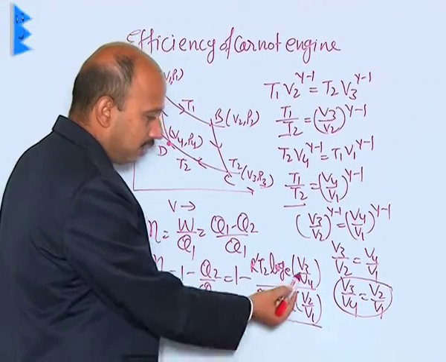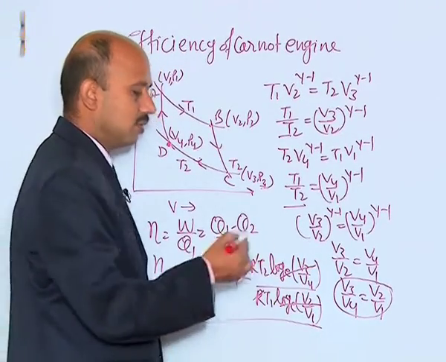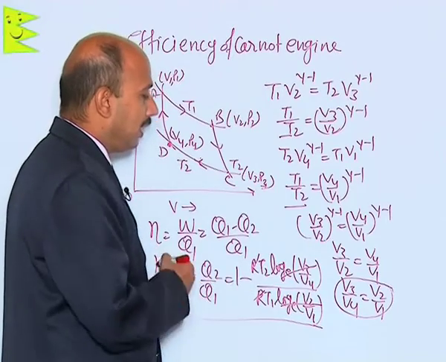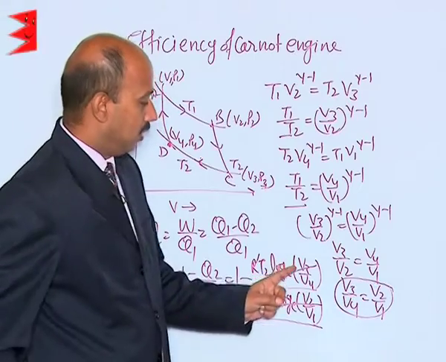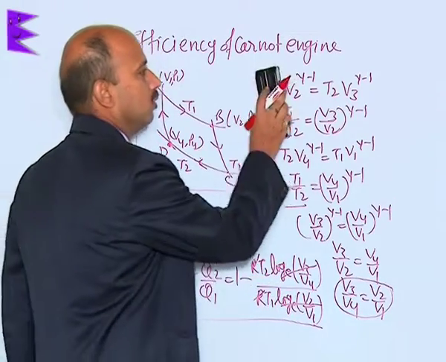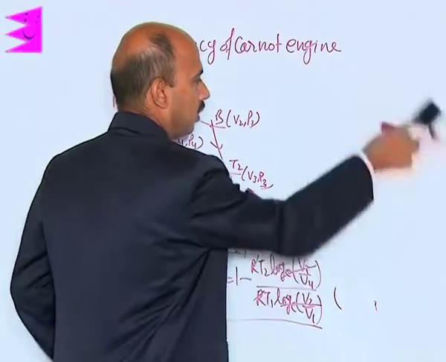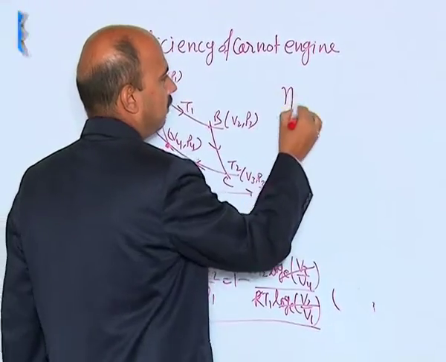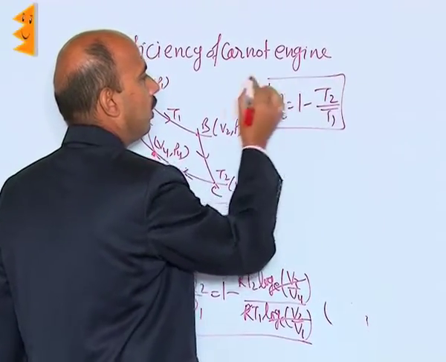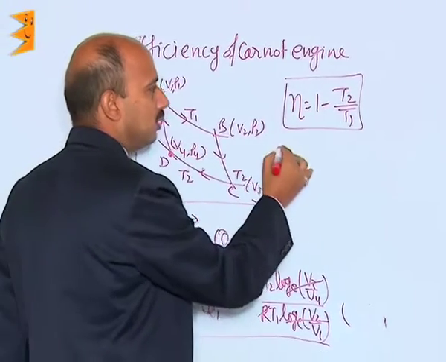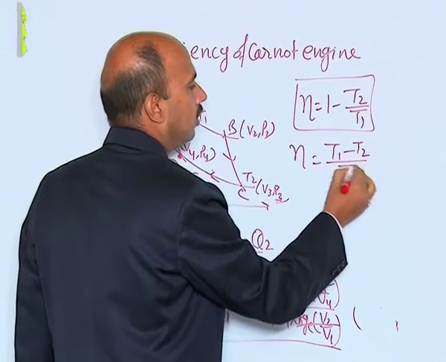Now see here, in this equation the R and R will get cancelled and this whole log term will get cancelled. Now, what will we get here? Eta is equal to 1 minus T2 upon T1. So, the efficiency of this Carnot engine is 1 minus T2 upon T1. This is the formula for the efficiency of Carnot engine. So, eta is equal to T1 minus T2 upon T1.